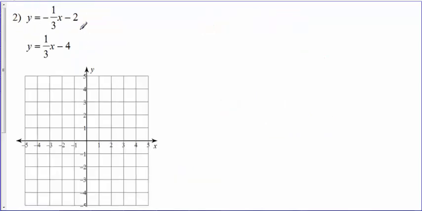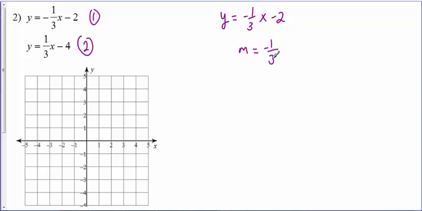The next example that we're looking at, again, we need to identify: there's equation 1, there's equation 2. They're in slope-intercept form. So I'm going to take the first equation and write it over here. I need to identify that the slope is negative 1/3 and that the y-intercept is negative 2. Now, let's go ahead and graph this. Keep my colors. I need to be at negative 2.